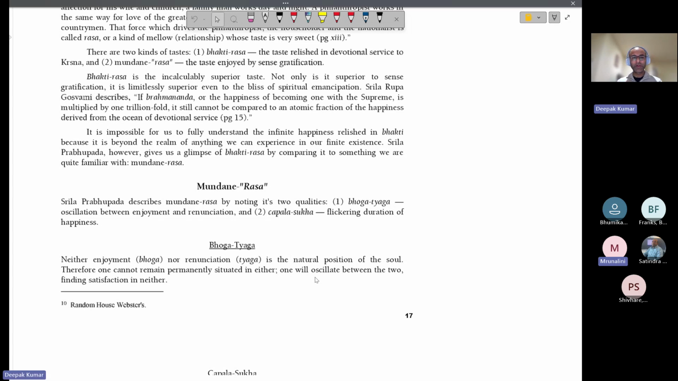So this is very important to understand, right? The kind of rasa which we experience in our life is very relatable. We go through this oscillation, right? Sometimes we are enjoying, and then sometimes we get fed up. Oh, my relationship is not working, I just want to leave it, I'm done with it, I'm happy single, or whatever. So that is oscillation between enjoyment and renunciation, and chapala sukha. Whatever we are getting is flickering. That's how we should know it's mundane rasa. Go ahead, Mataji.